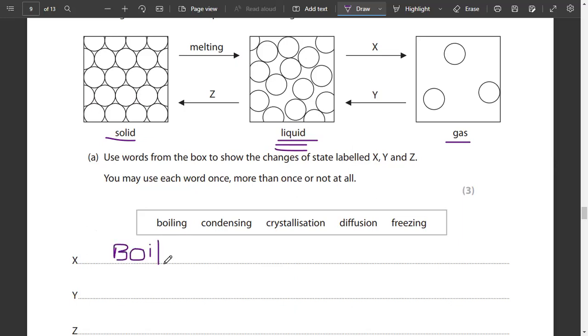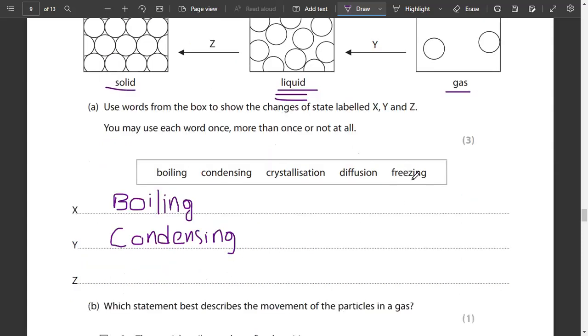What will be the answer of Y? It's condensing. Yeah. Exactly. और Z क्या हो जाएगा? Crystallization. Liquid to solid. Or freezing. It's freezing. यहाँ पे freezing.